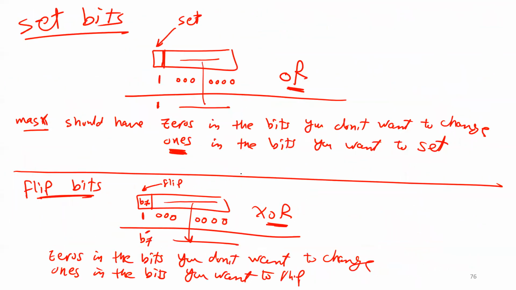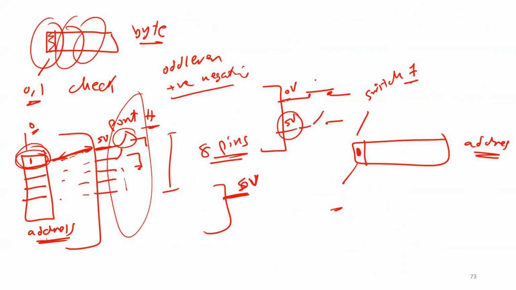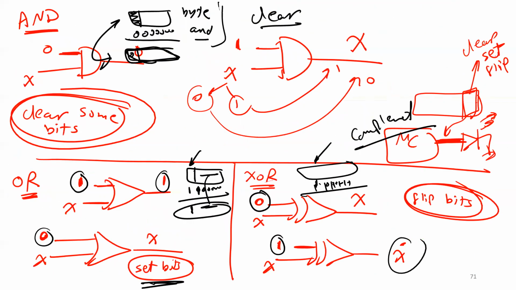Again, why? Because if you see how OR works, this is how OR works. If you put 0, you are going to get the same bit back. So the bits you don't change, you have to put 0. This is how it works, right? However, for AND, it has to be 1. For XOR, the bits you don't change, you have to put 0. This is how it works, right?